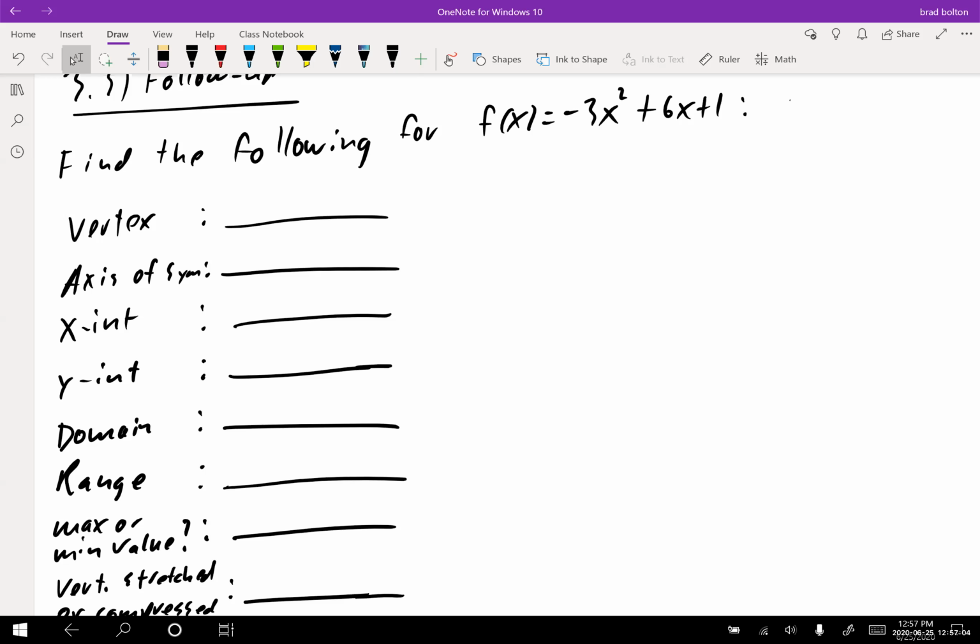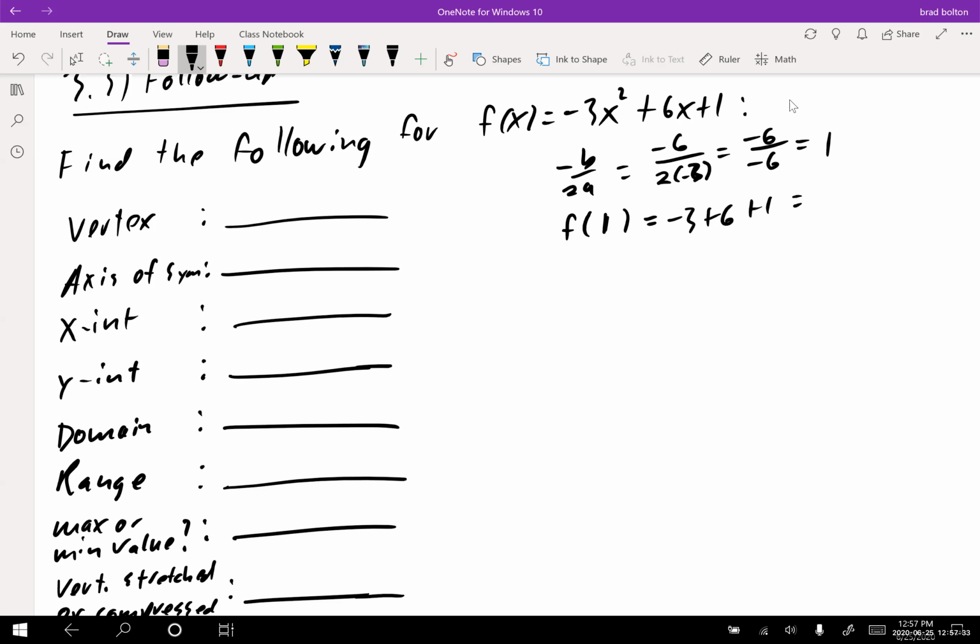So first thing we know is that to find the vertex, we have two main options. We can do completing the square, or we can do the faster negative b over 2a, and then f of whatever we get. So I'm going to do negative b. So this will be negative 6 over 2 times a, which is negative 3. So this will become negative 6 over negative 6, which is 1. So now I'm going to do f of 1, and that's going to be what? Negative 3 plus 6 plus 1. So that should be what? 4. So that means we now have a vertex of 1 comma 4.